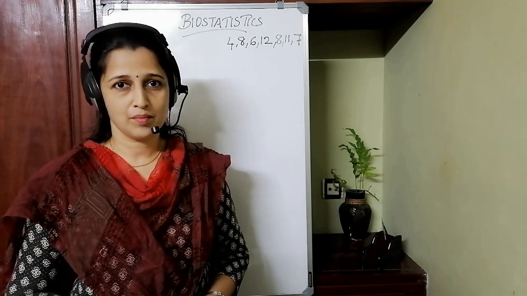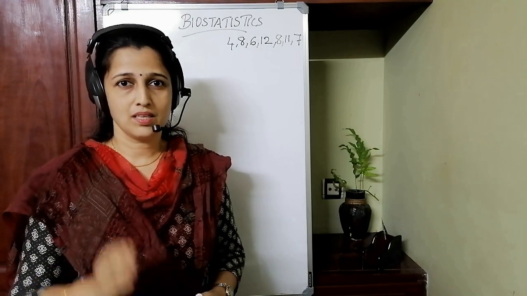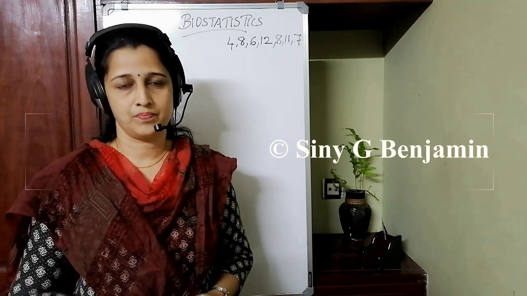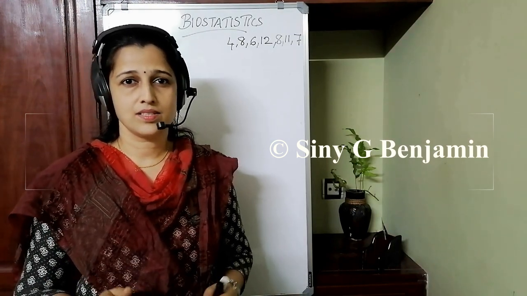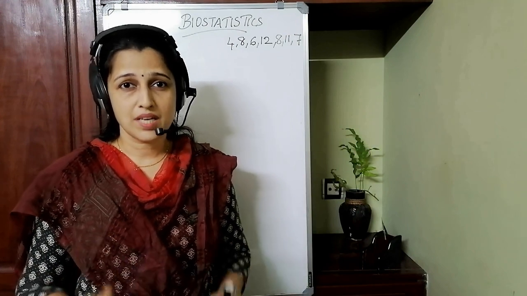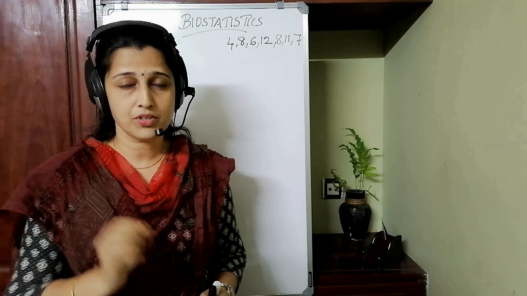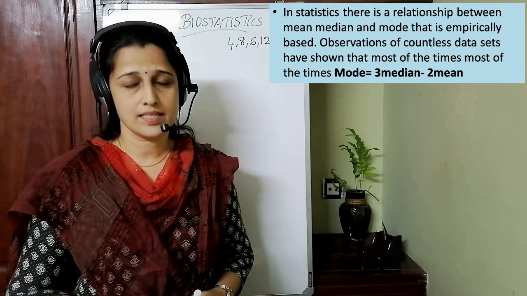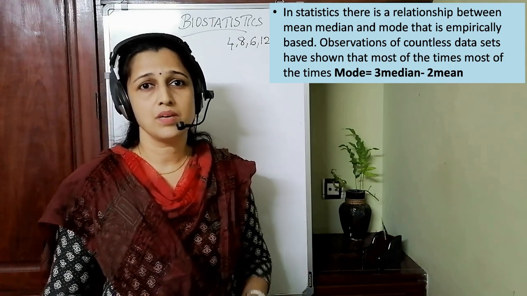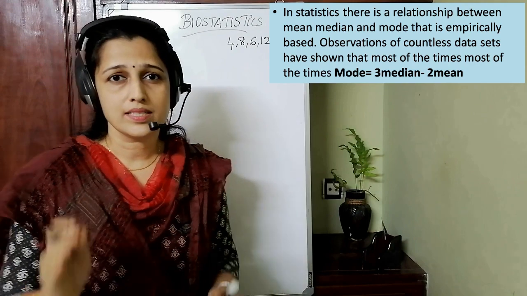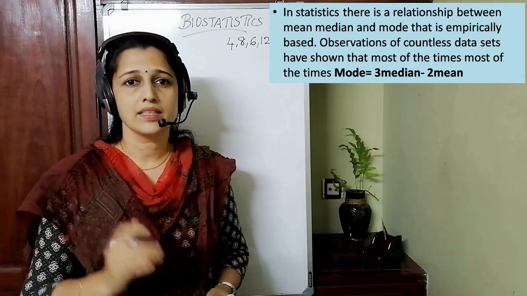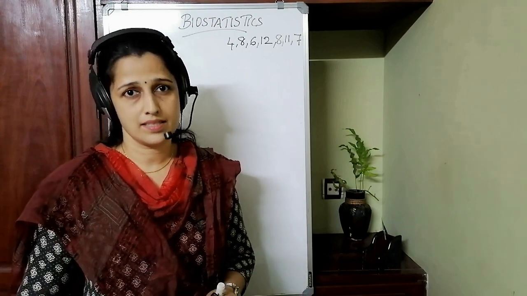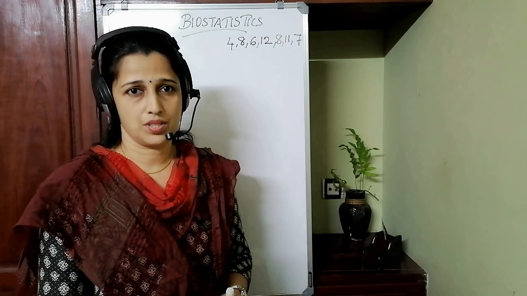In this tutorial, I'll be talking about the relationship between mean, median and mode and skewness of data distribution. In statistics, there is a relationship between mean, median and mode that is empirically based. That is, for countless data sets, the relationship is mode equals 3 median minus 2 mean. And this is usually applicable to large data sets. And this is an empirical relationship.